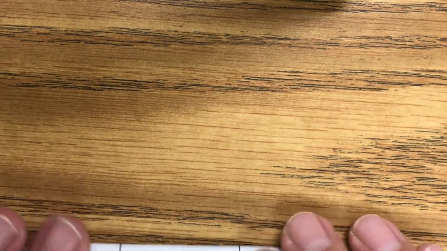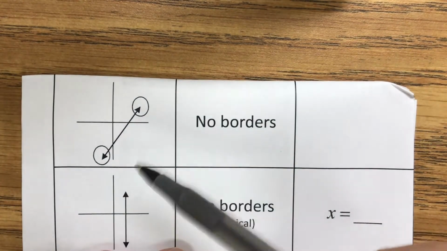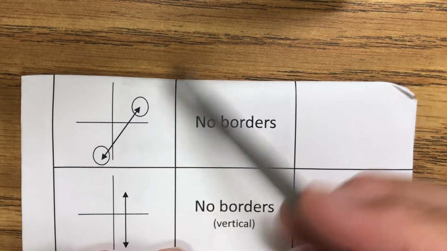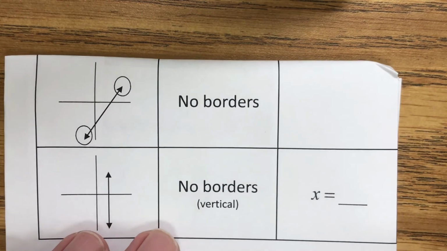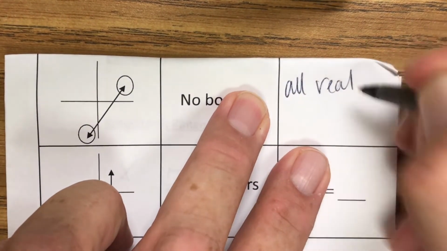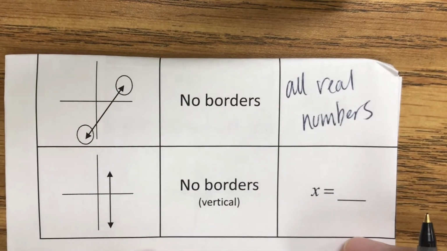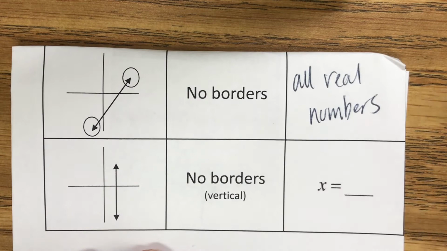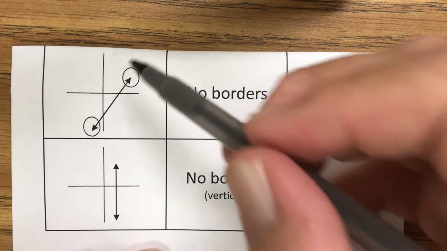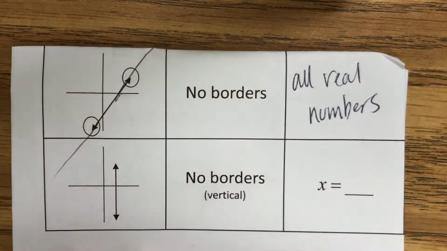There are situations where we don't have a border at all, where you have an arrow going in both directions. Anytime that happens, that means that it is all real numbers for your domain. That means we could put any number that we could think of in for x and the problem will work, because really this line goes on and on and on forever and ever, and this line goes on and on and on forever and ever.